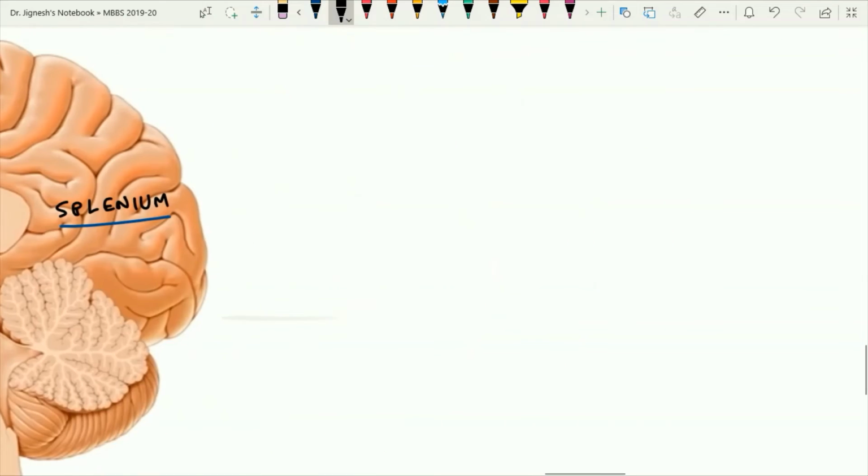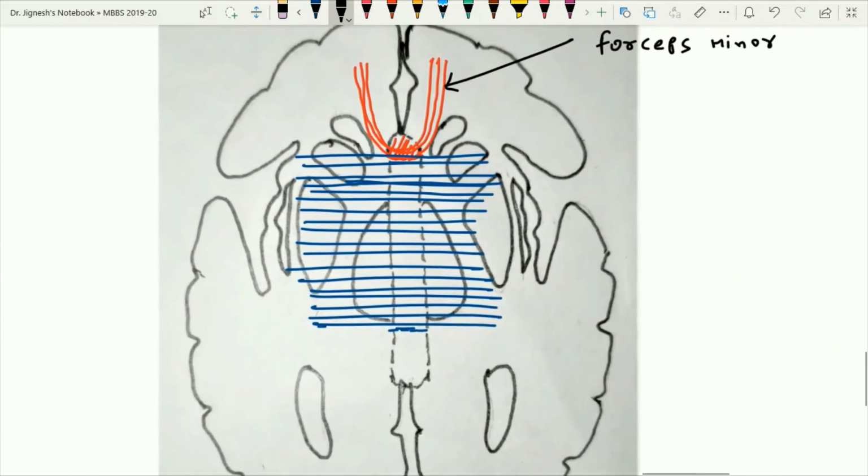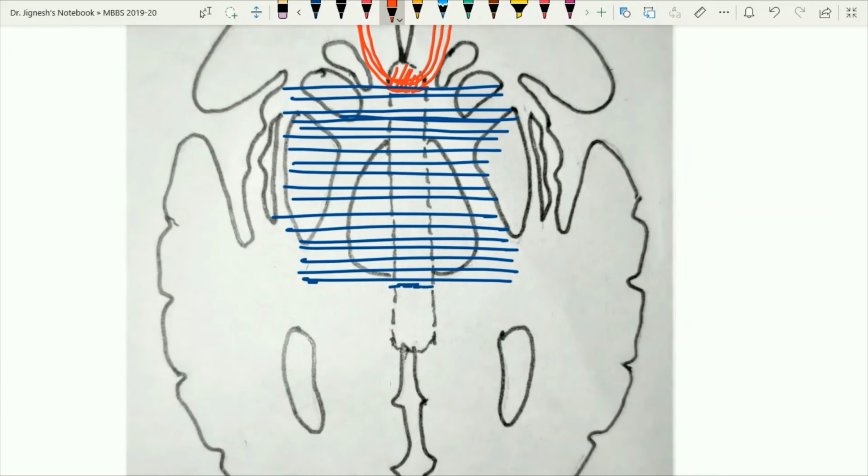When we see the horizontal section of this brain, we can see this area, it is of this splenium, and the fibers from this splenium pass backward and downward, forming a large fork-like structure, and these structures are called the forceps major.